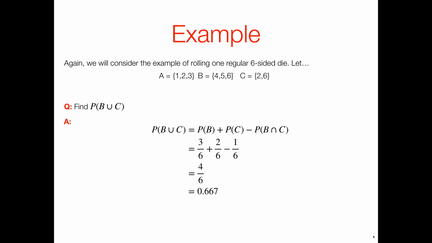We use our additive rule, so that's the probability of B plus the probability of C minus the probability of both. Well, the probability of B, there are 3 things in B, so 3 out of 6. Where's the 6 come from? Our sample space had 6 numbers in it. The probability of C is 2 out of 6. And the probability of both, well, let's see. There is a 6 in C and there's a 6 in B, and that is the only thing they have in common. So that probability is 1 out of 6. So doing that math, we get 4 out of 6, or 0.667.